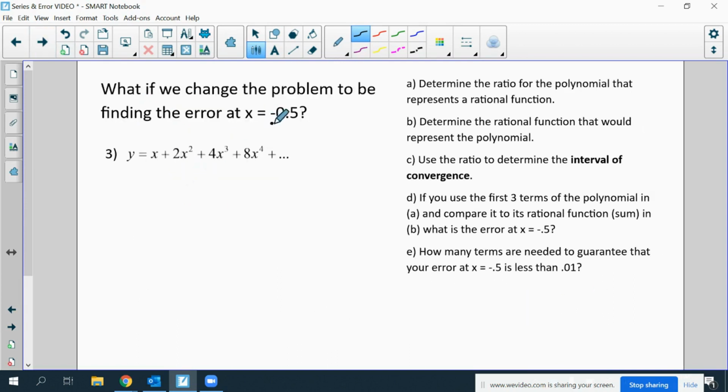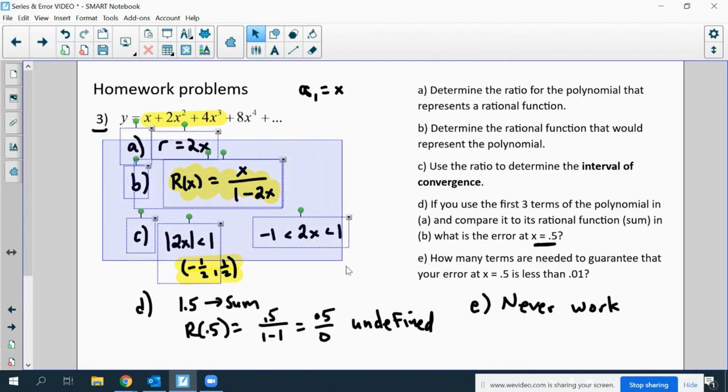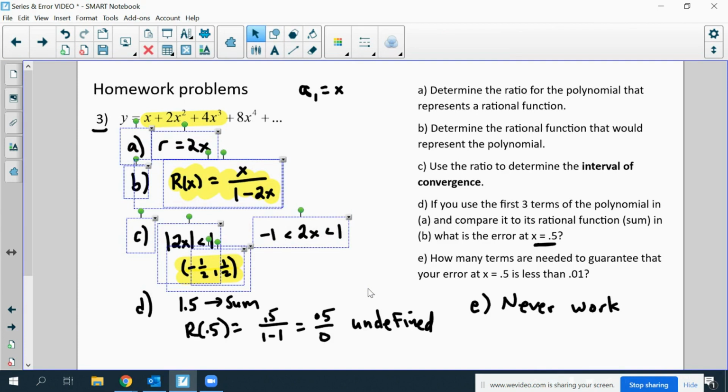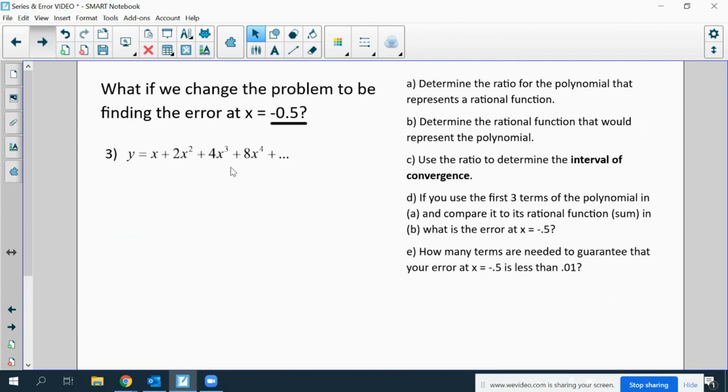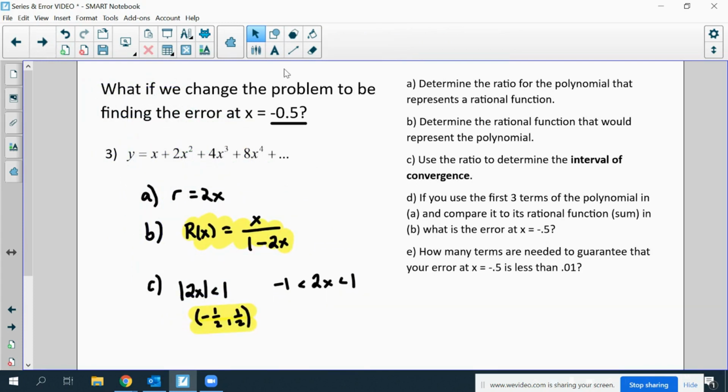Now, what if I change this to negative 0.5? All of this stuff is going to end up being the same, like parts A, B, and C. That stuff doesn't change. Nothing about that changed in this problem. So then the question is, what happens when I start plugging in negative 0.5? At least the denominator works.